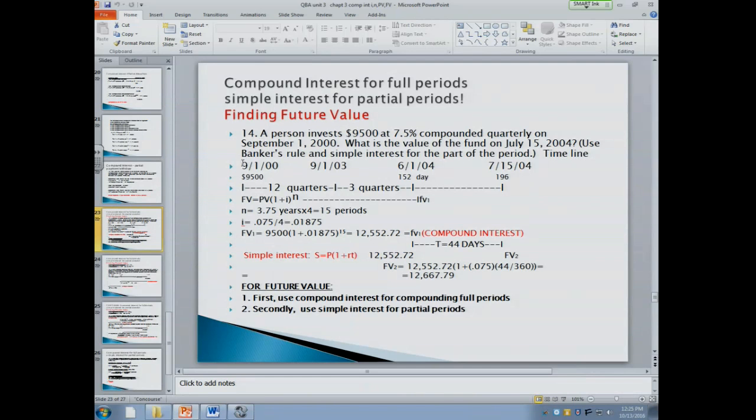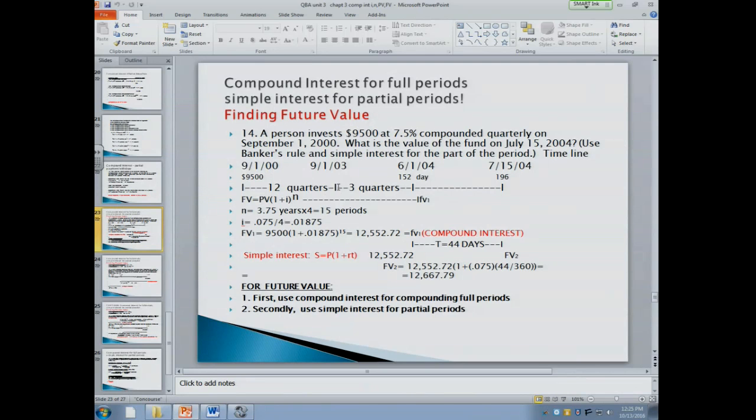So here we are on September 1st, okay? We're going to withdraw it on July 15th, '04. But we have to calculate full quarters as close as we can to July 15th without going over. So first go year to year, 9/1/2000 to 9/1/2003. So there's 3 years here times 4 quarters, or 12 total quarters.